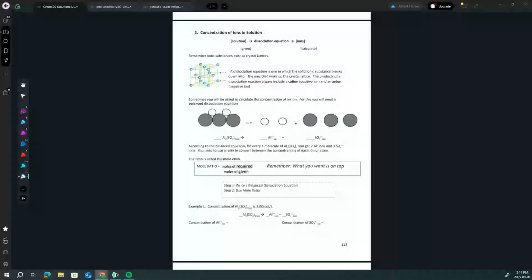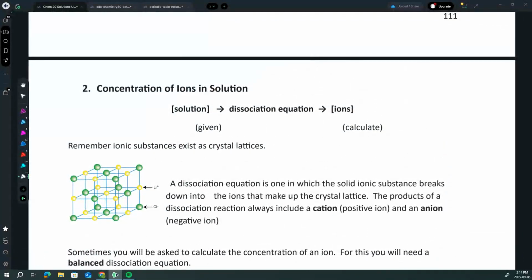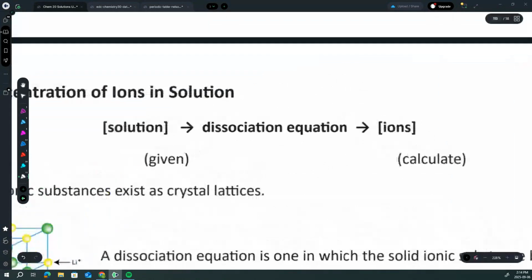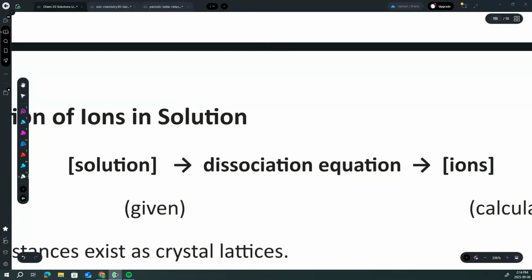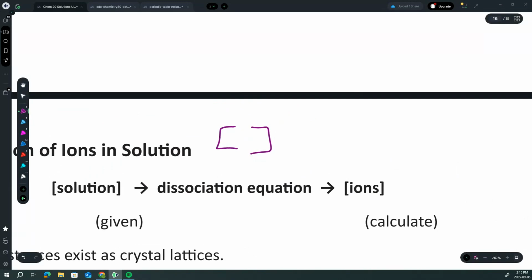In this video, we're going to go through how to calculate the concentration of ions in solution. Typically for these types of questions, we're given some ionic compound that's in solution, and we have to write a dissociation equation, balance the dissociation equation, and then we can figure out the concentration of ions. Just to explain the shorthand in this line here, the square brackets just mean the concentration of whatever's inside of those square brackets.